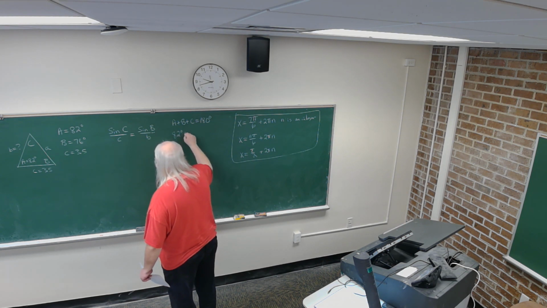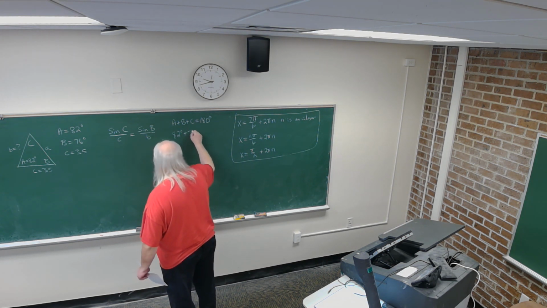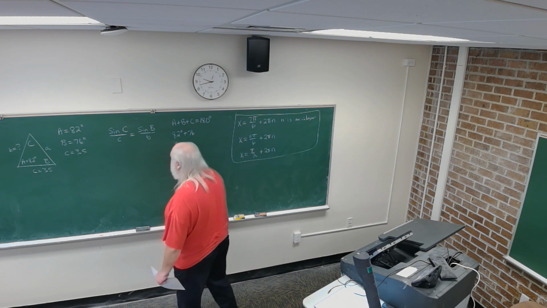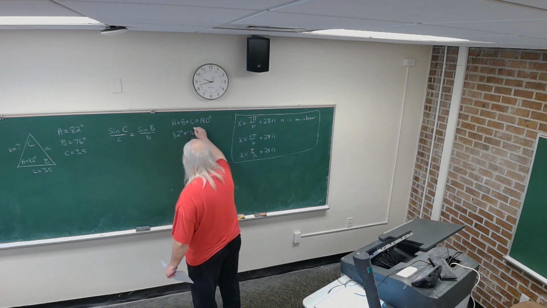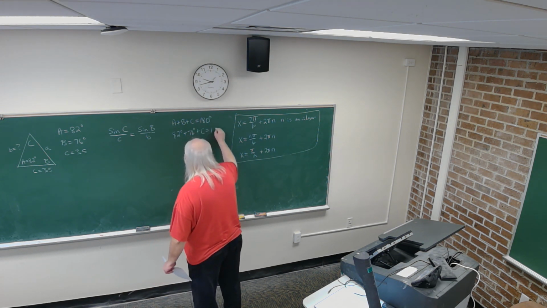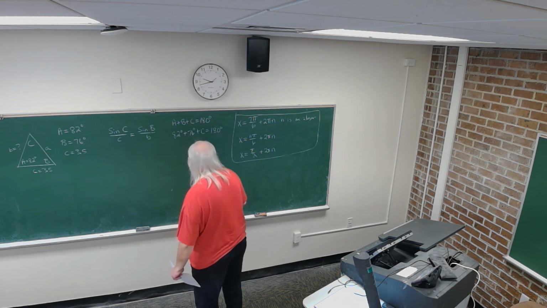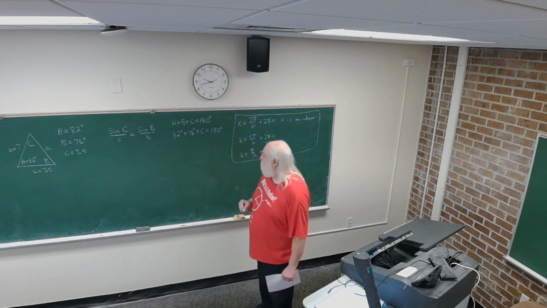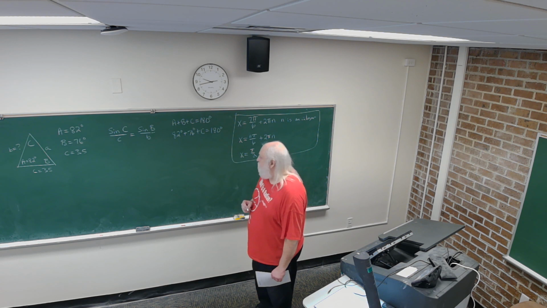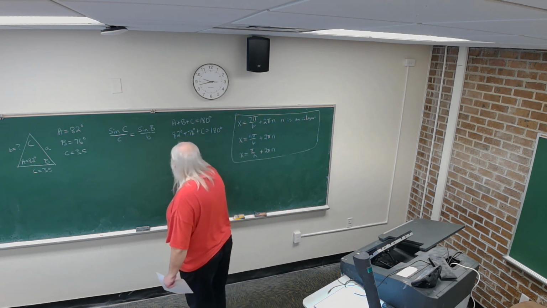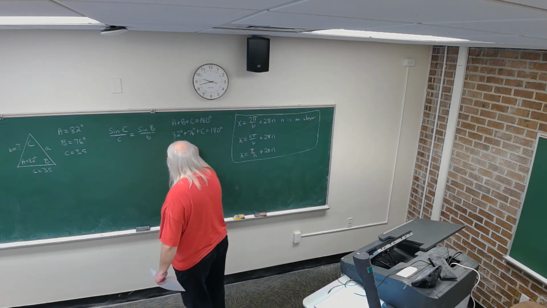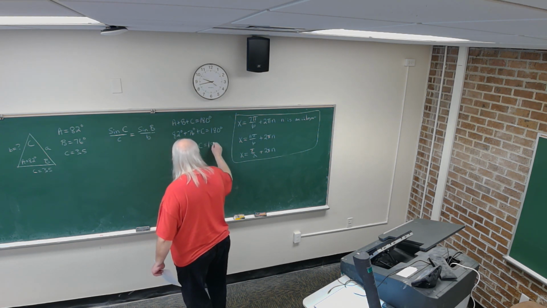But we know that the sum of the three angles is equal to 180 degrees. Angle A is 82 degrees, angle B is 76, angle C is the unknown. So 82 plus 76 is 158 degrees. So angle C is equal to 22 degrees.